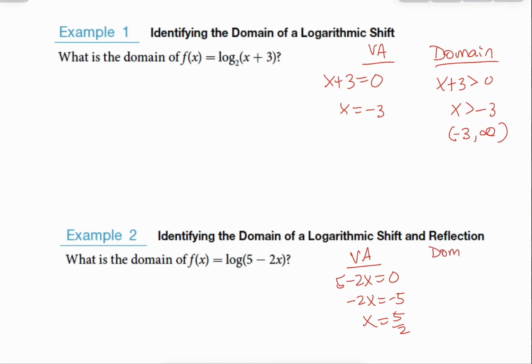Our domain is where the inside is greater than 0. So if you move the 5 over, it becomes -5 when it moves over, you have to be careful because when you divide by -2, we have to turn that symbol. So our x is less than 5/2, or it goes from -infinity up to 5/2.